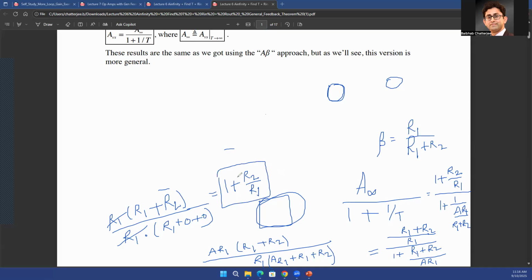So what we just did, I mean, it may sound circular, but we started with the non-ideal op-amp's equation, which is A infinity divided by 1 plus 1 over T, and then put the values accordingly for the ideal op-amp and showed that eventually the gain is equal to the gain of the ideal op-amp, which is 1 plus R2 over R1.